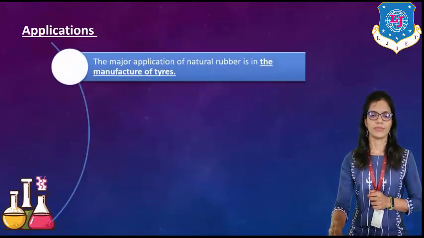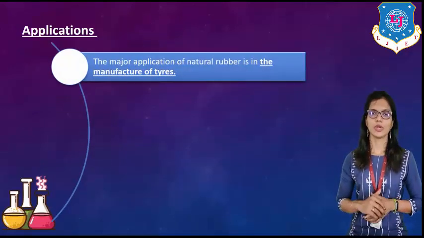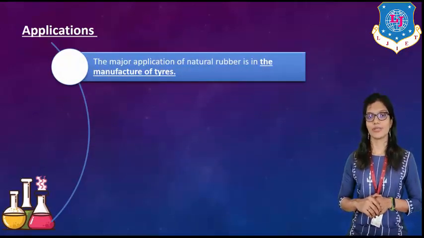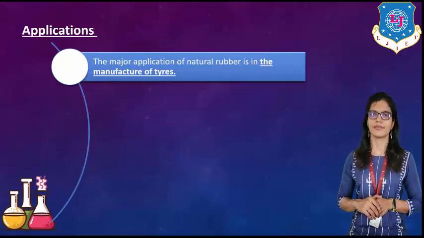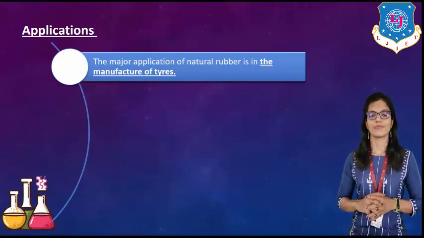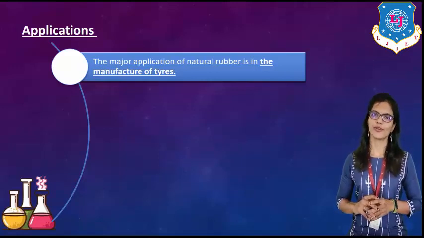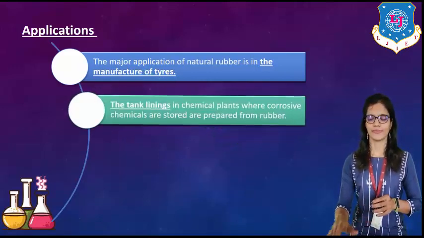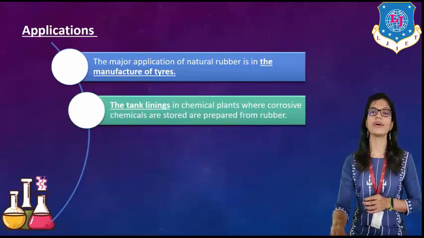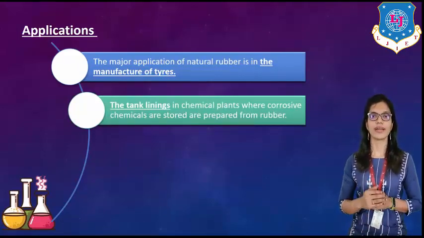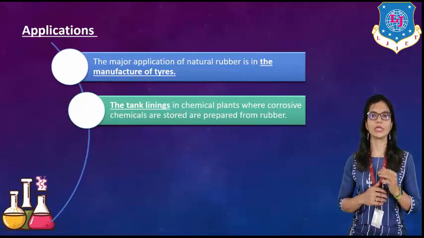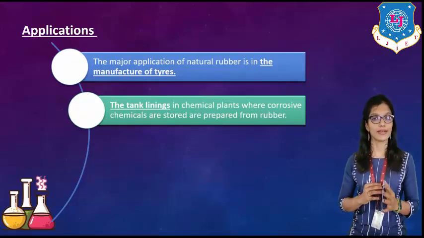Now, let's take a look at the applications of rubbers, where they can be used widely. The major application of natural rubber is in the manufacture of tires. It's most widely used in the manufacturing of car tires, truck tires, two-wheeler tires, or cycle tires.